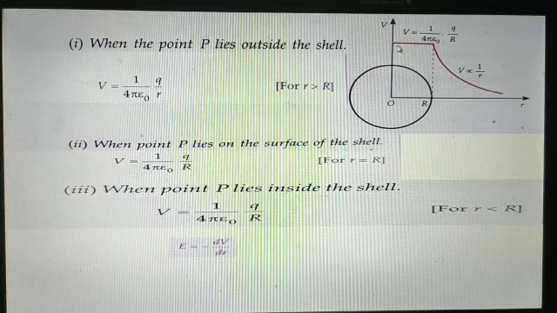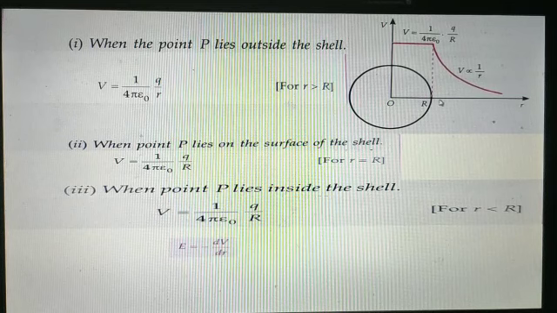So a straight line here shows that the potential doesn't change with the distance from the center if the distance is within the radius. But as one moves out of the sphere, the distance increases, and when the distance increases, the potential from this point goes on decreasing exponentially, and it is actually inversely proportional to the distance r.